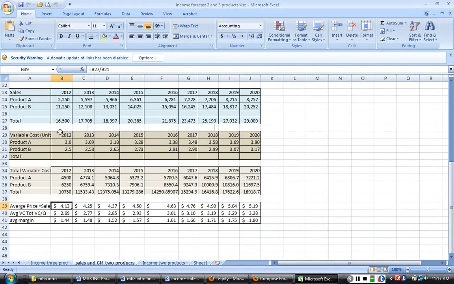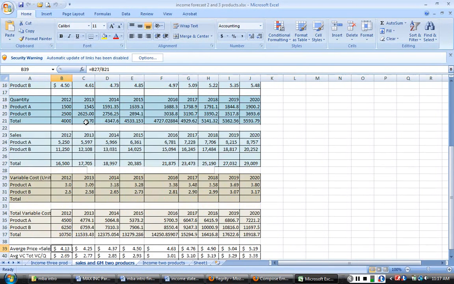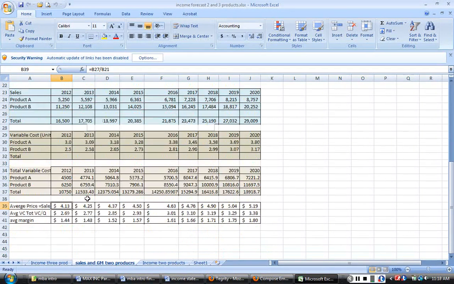So you can see the formula is B27 and B21, B27 and B21 up here. So total sales is B27, which is 7,704, and the total quantity combined A and B is right here, which is B21, which is 4170, and that gives us the average price combining both.